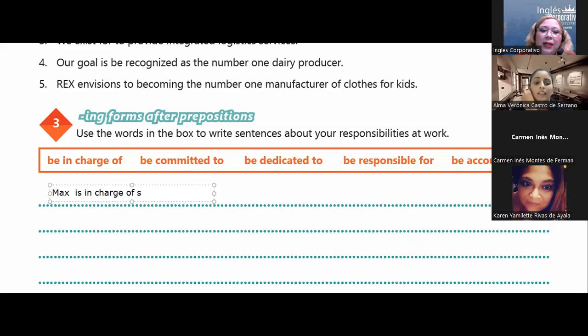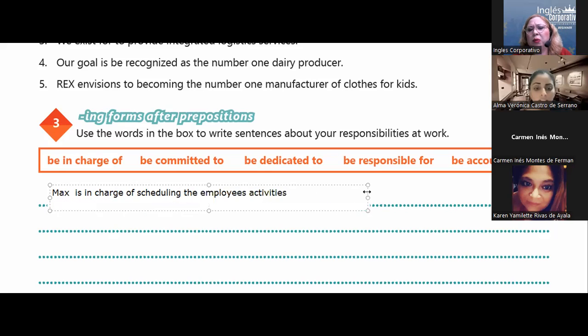Aquí estamos tratando de decirlo de una manera más formal. Aquí me ponen el ejemplo of employee schedules, right? Entonces, podemos poner of scheduling, porque ese sería nuestro verbo, right? Of scheduling the employees' activities, for example. This is just an example, right? Claro que podemos poner un nombre después de la preposición, no habría problema. Lo que estamos tratando es de practicar el ing verb form, porque es la manera más formal de hacerlo.